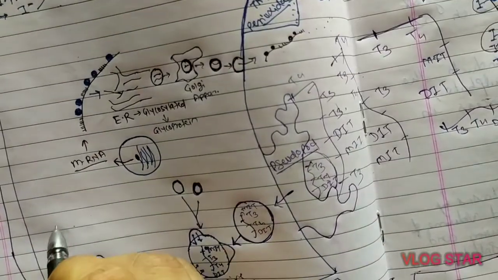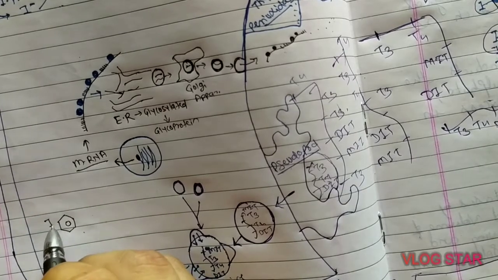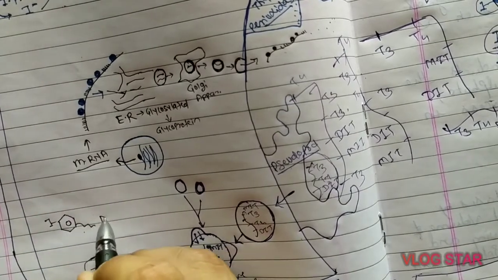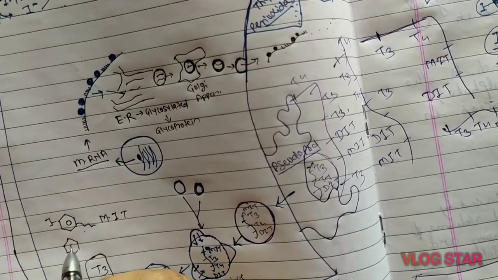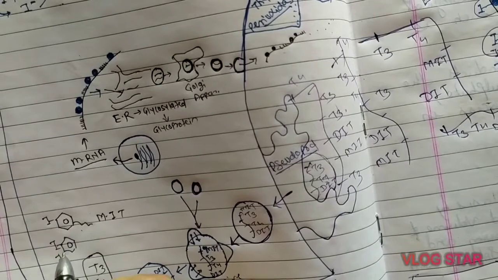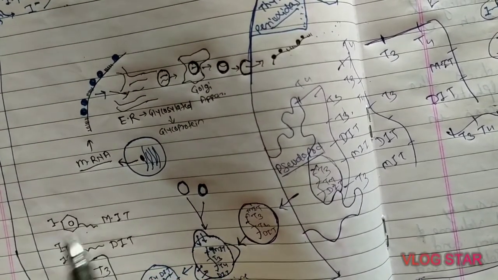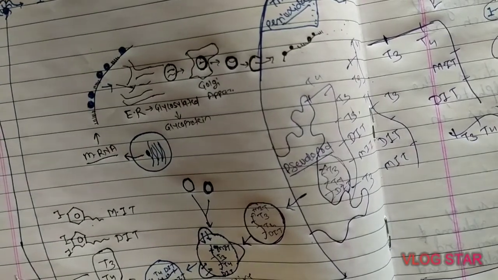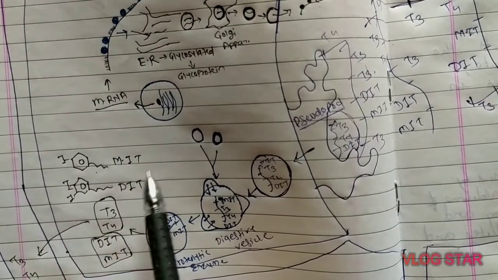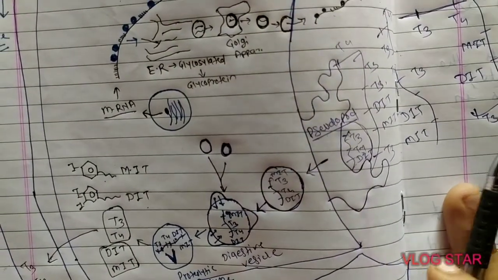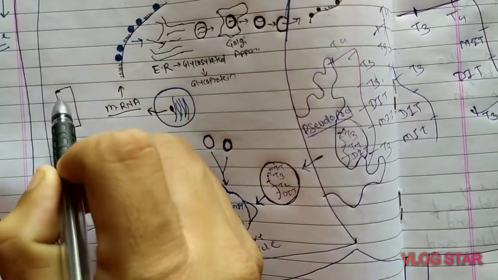Suppose this is the structure of monoiodotyrosine and this is the structure of diiodotyrosine. So these molecules cannot go directly into the circulation. These molecules remain or get accumulated in the thyroid cell. So there is one enzyme, there is another enzyme.